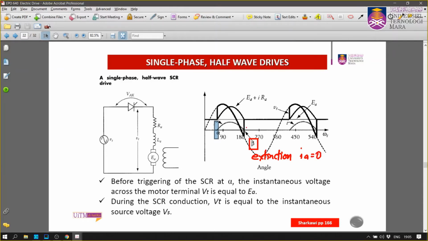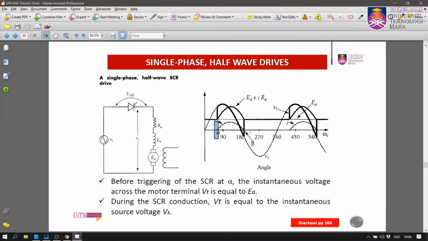When the current goes to 0, it goes back to the previous condition where Vt equals Ea, and that's why you have that Vt there. This is actually in the Powertronic notes. You can refer to the Powertronic book and notes from last semester. I'll probably share with you the monograph that I had, just to give you some revision on power electronics.